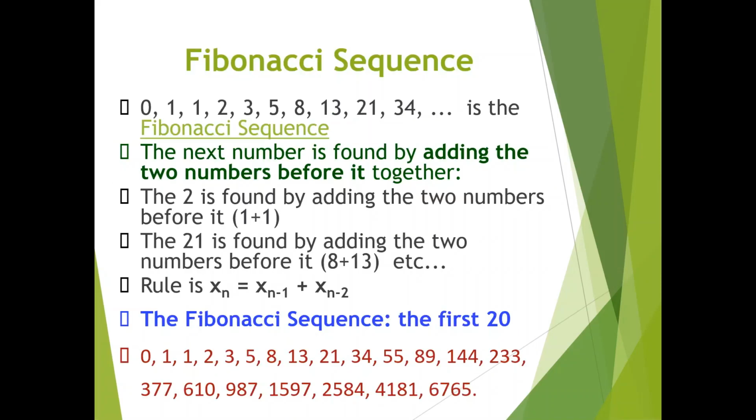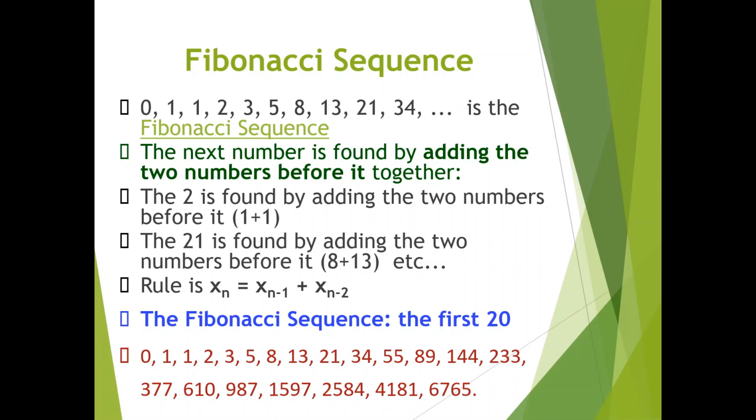Next, we see a special example of a sequence, the Fibonacci sequence: 0, 1, 1, 2, 3, 5, 8, 13, 21, 34 is a Fibonacci sequence. The next number is found by adding the two numbers before it together. The 2 is found by adding the previous two numbers 1 and 1, and the 21 is found by adding the previous two numbers 8 and 13, and so on.